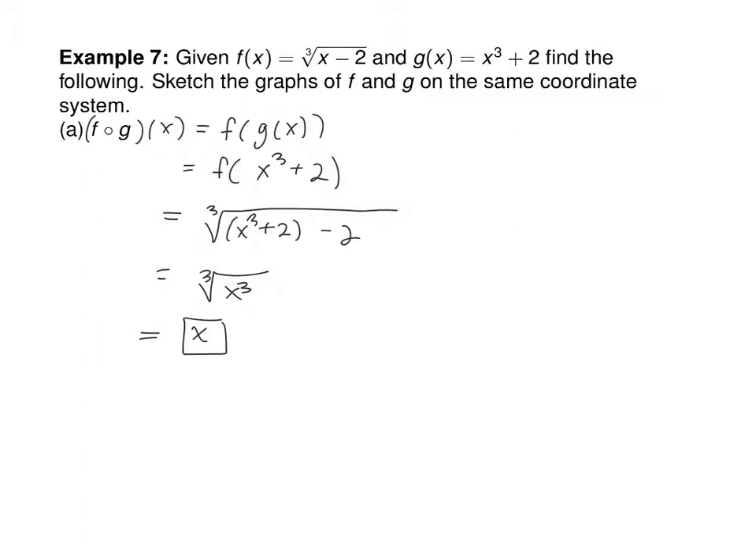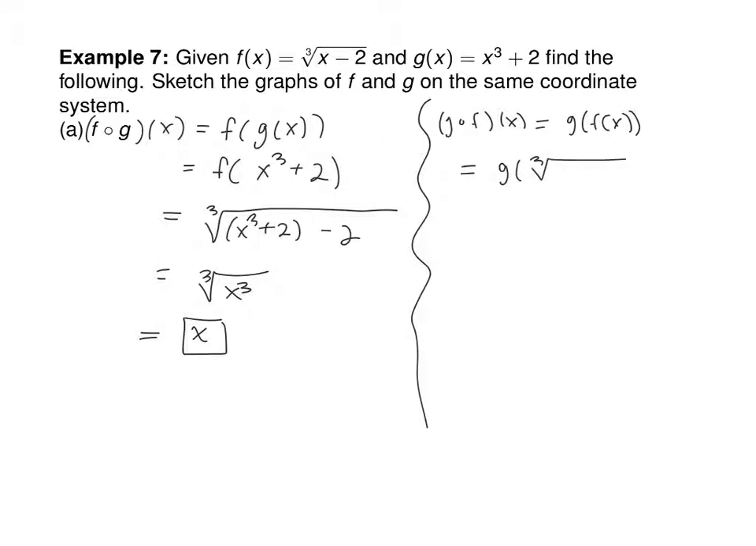Did you get x for f of g? Okay, I'll just do g of f on the same slide so you can look at them both. G of f, g of f of x. So that's g of the cube root, which gives you the cube root x minus 2 cubed, or x minus 2 plus 2. Did you get x in both directions?